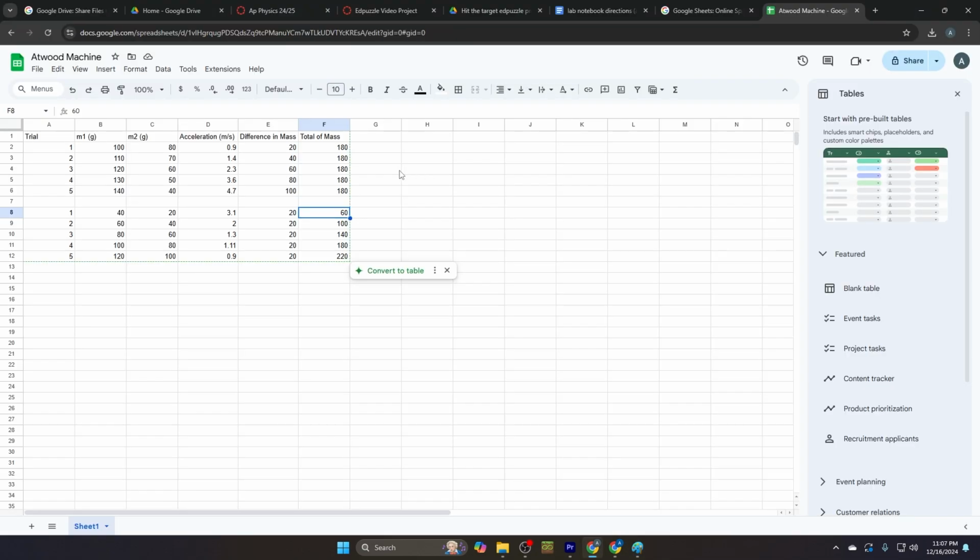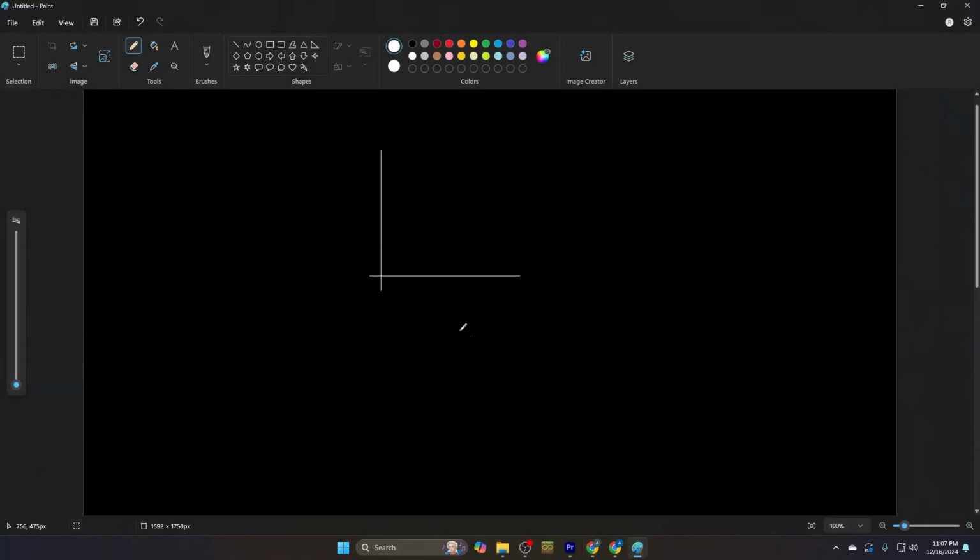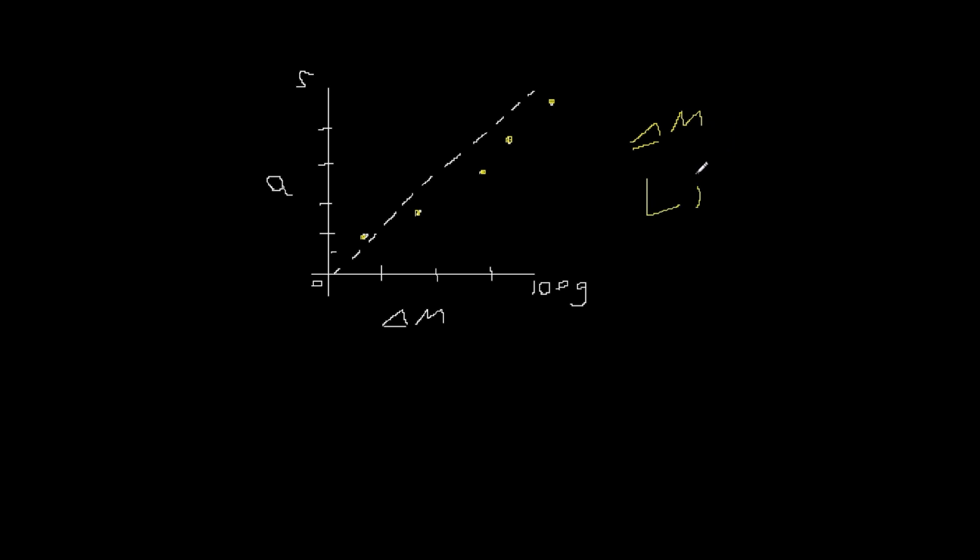Now let's graph some of our data. In the first experiment, our independent variable was the difference in mass. So that will go on the bottom, the difference of mass. And then our y-axis will be the acceleration. Now with our points plotted, we can see that this is roughly a linear line, which means the difference of mass between M1 and M2 causes a linear relationship with acceleration.